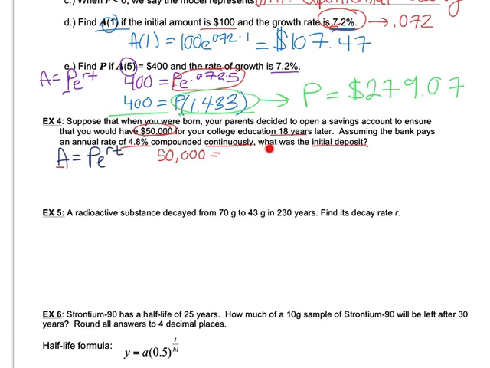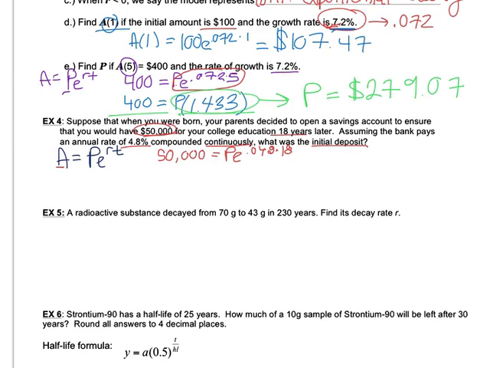The question ends with what was the initial deposit. So right away we know we're going to end up needing to solve for P, times e raised to the rt. So my rate at 4.8% would be 0.048 times t. It's going to be invested for 18 years. So I need to solve for P, and this follows exactly like the previous example because I can just figure out what that value would be and then divide both sides to get P by itself.